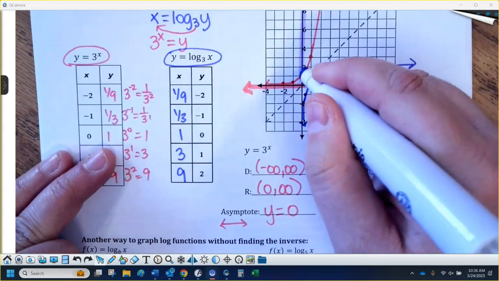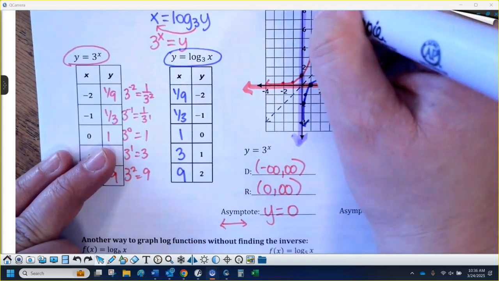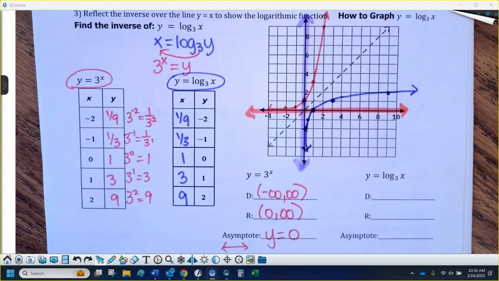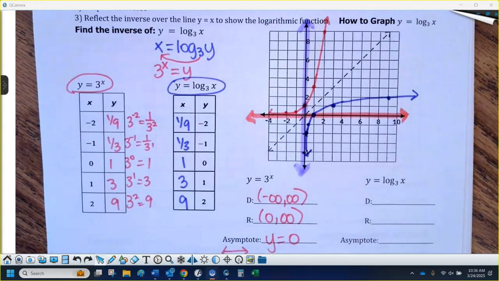Never touch it, never go over it. It's because you can't take the log of a negative number. Sorry, let me pull that back down so you guys can see a little bit better. But in that case, you're going to have a vertical asymptote.